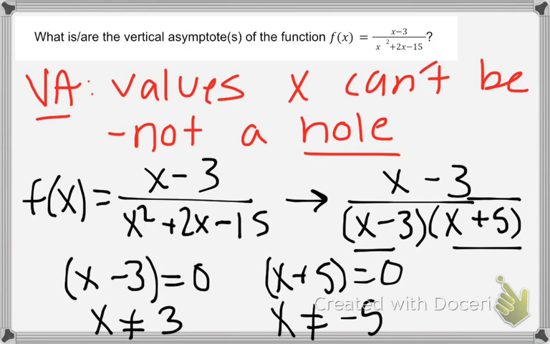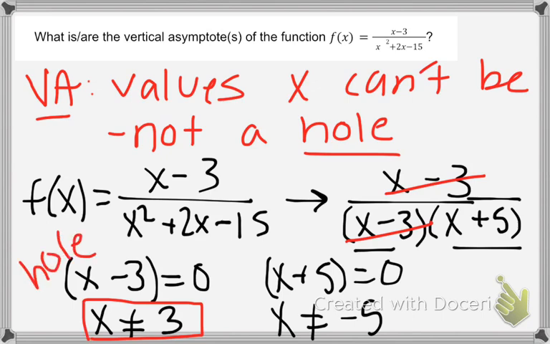Then if we look in the numerator and the denominator, we see that they both have x minus 3. So that's going to cancel out. So this value, that x can't be 3, will correspond to a hole. And then this value, that x can't be negative 5, will correspond to a vertical asymptote.